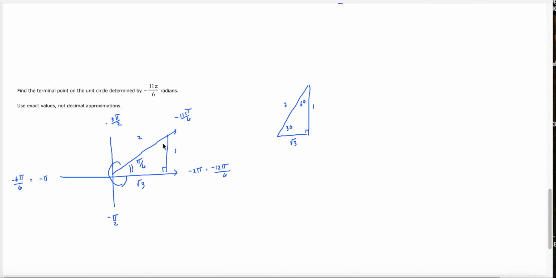Since this is the unit circle, and I'm actually going to be looking for the coordinates of this point, I'm going to divide by 2, so the hypotenuse is 1. So now this is 1. So the coordinates of this point would be, we went over square root of 3 over 2 and up 1/2. So to answer the question, find the terminal point on the unit circle determined by negative 11 pi over 6. This would be that point.